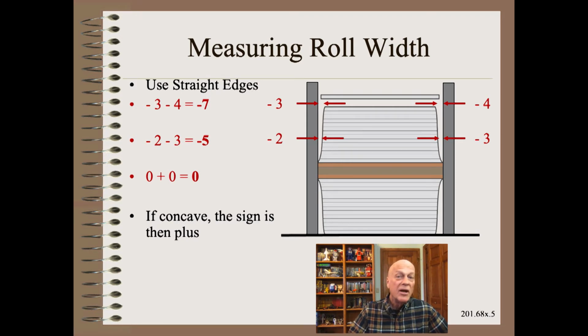You can and should measure the width of your roll as a function of distance from the core. This is quite simple to do. Merely measure the distance from a straight edge to the roll edge at various radii. Here we show the left edge of the top is inset 3 mm and the right 4 mm for a sum of -7. Towards the middle the sum is -5. At the core the sum is 0. Thus, the bottom of the roll is 7 mm wider than the top.